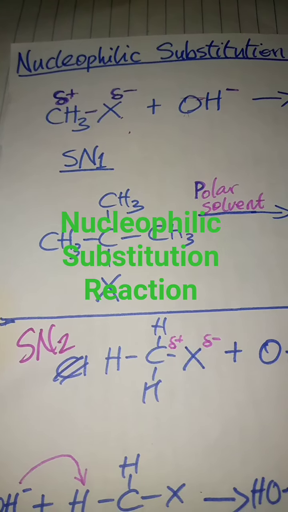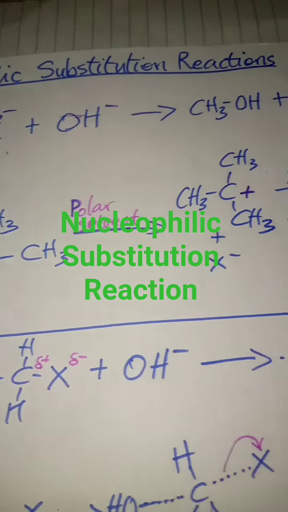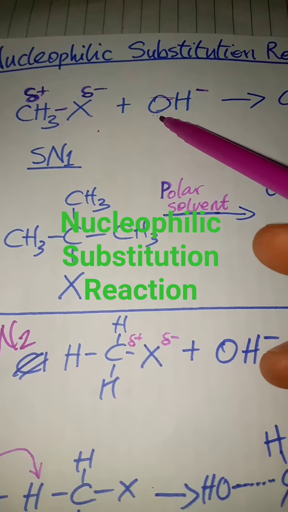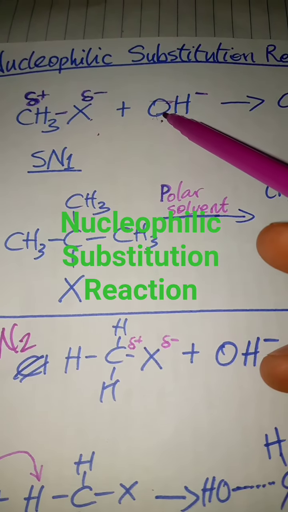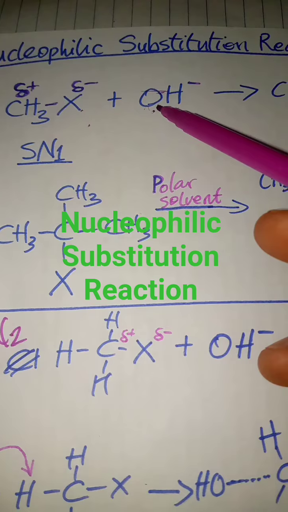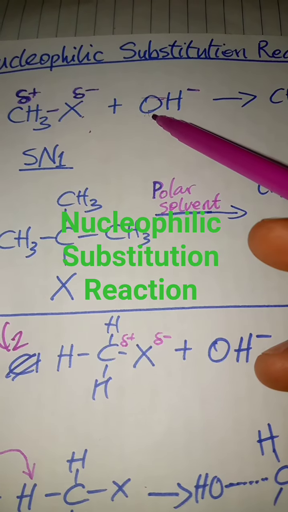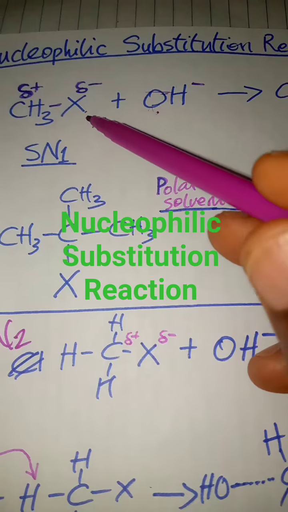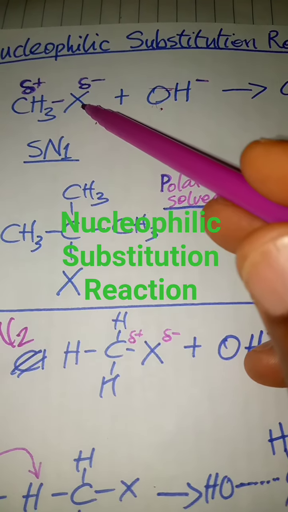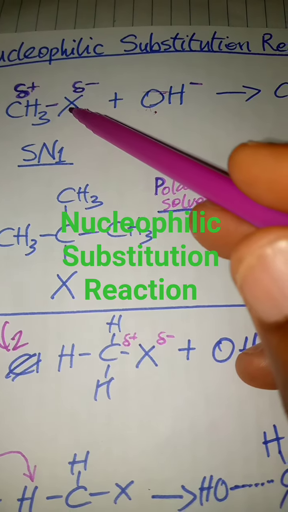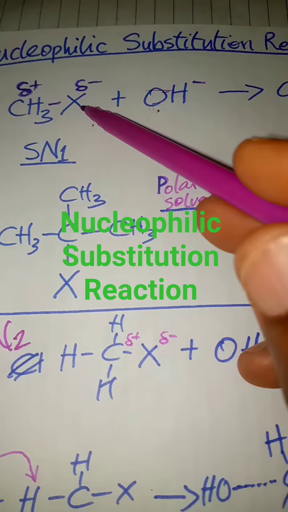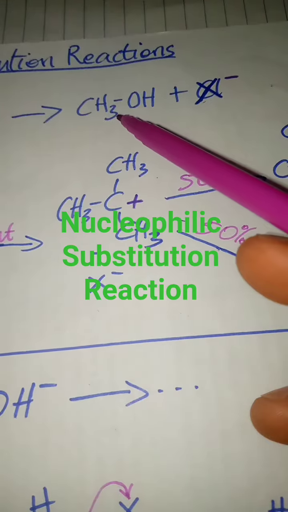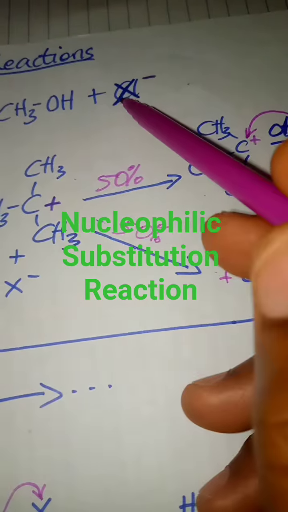Okay, so here we are discussing nucleophilic substitution reaction, the reaction between a strong nucleophile and a haloalkane. A nucleophile is a species that has a pair of electrons, that's an electron pair, or has a negative charge. A nucleophile will replace a halogen from a haloalkane. So this X here represents a halogen, and then we get an alcohol, and then the halide ion.